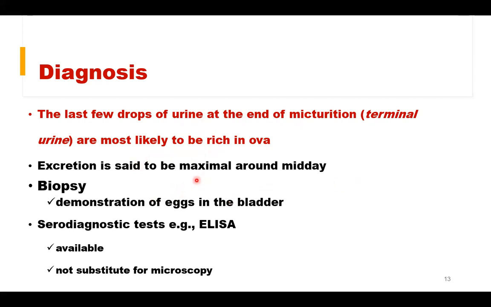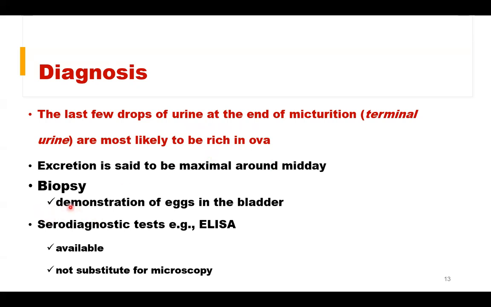Now, excretion of the eggs is said to be maximal around midday. Some people believe this is because the chances of you swimming at that time or being engaged in water-related activities is higher. So the chances of the parasite accessing the intermediate host is higher. I mean, if it's maximal at midnight, nobody is swimming at midnight, you understand? So it's more of a parasite-host relationship.